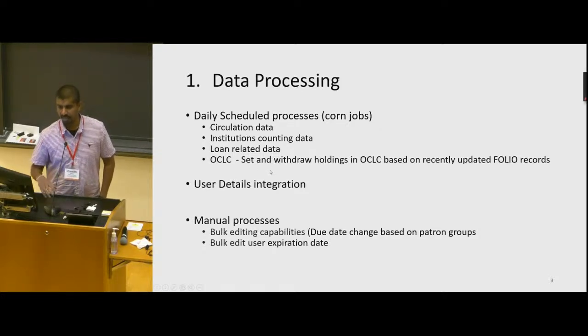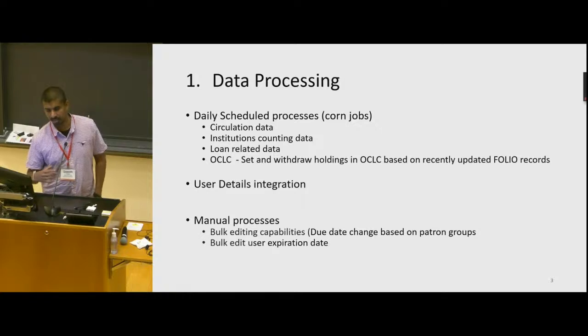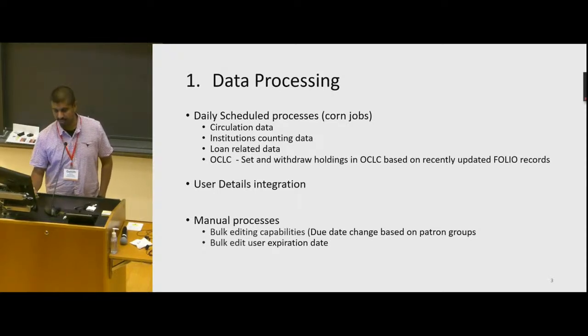And the user detail integration is also a scheduled job. It runs around 1 a.m. every day. And there is also a manual process, bulk editing capabilities, because the Folio API provides bulk editing capabilities, and sometimes we need to extend the user's expiration date. So those kinds of things we do manually.